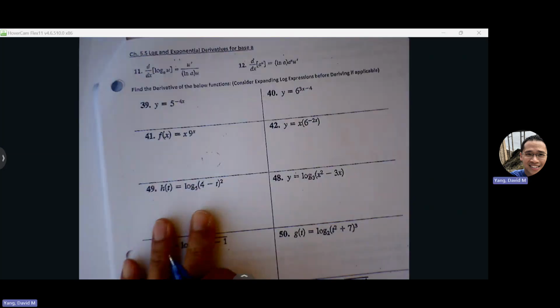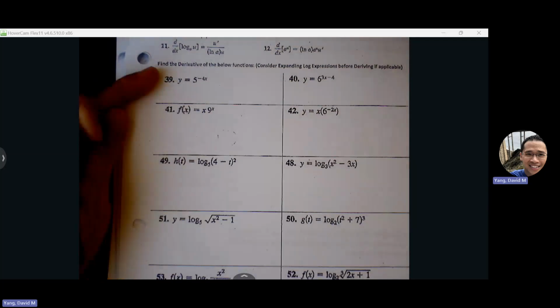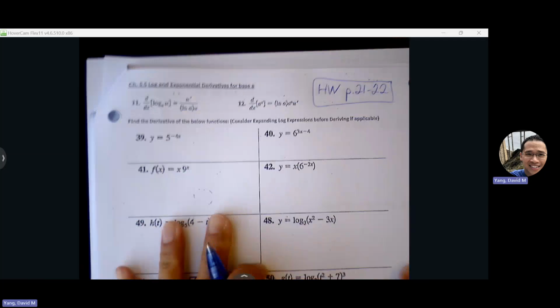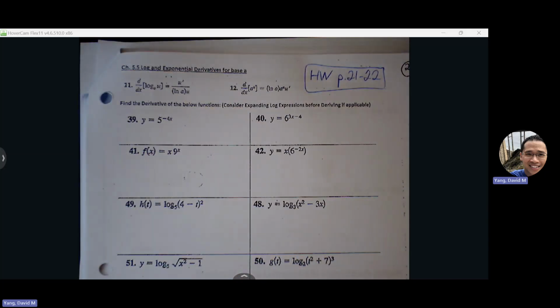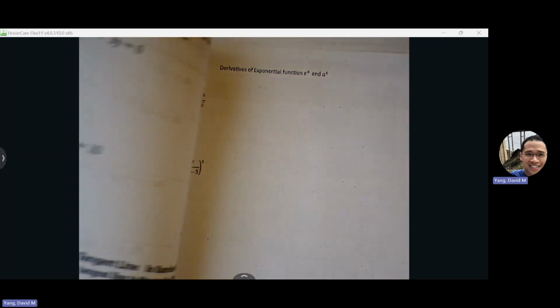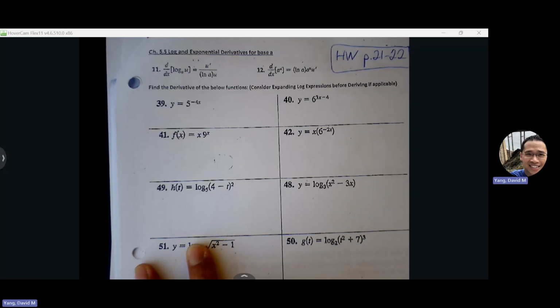All right, so our homework will be page 21 and 22. I'm going to work with you on the odds, and then if we can get through the evens, that's great as well. But I'll work through the odds so we can see one of every type. Whatever you don't finish, you can just focus on the evens. But I think we can probably get through the whole thing in class. So page 21, 22.